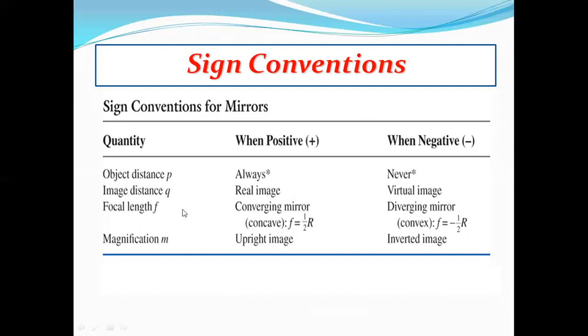The focal length in a converging mirror is F equals R by 2, and in a diverging mirror F is equal to minus half of R, and magnification gives an upright image or an inverted image. Where the properties are shown in a mirror, that is called sign convention. What is the definition of sign convention? The sign convention is defined where we show all kinds of properties of the matter. Here the matter is mirrors.